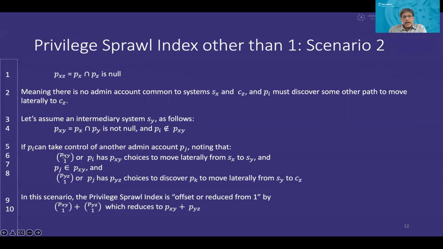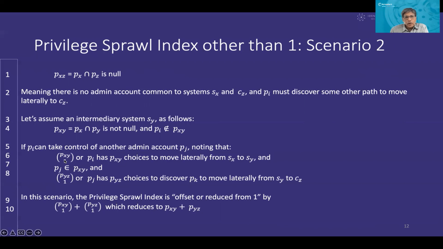So here it's a two-step process like we described in scenario 1. First, I have to compromise from PI an account that's in PXY, let's call it PJ. And then using PJ, I have to compromise, as lines 7 and 8 show, something in PYZ, let's call that PK, in order to get from SY to CZ, right? So I first find PJ, then I find PK, and then I am on the system CZ, right?